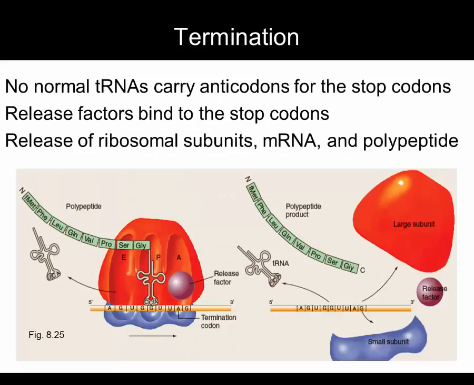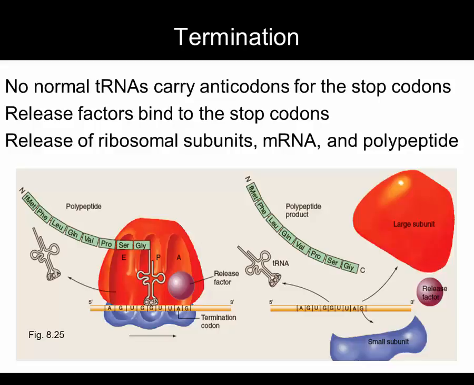Translation ends when the ribosome reaches the stop codon. Elongation is halted as there are no tRNAs that can base pair with the stop codon. Instead, a release factor enters the A site and causes the ribosome, mRNA, and newly made polypeptide to dissociate. The mRNA can continue to be translated by other ribosomes. The ribosome can find a new mRNA to translate, and the released polypeptide can carry out whatever role it exists for.